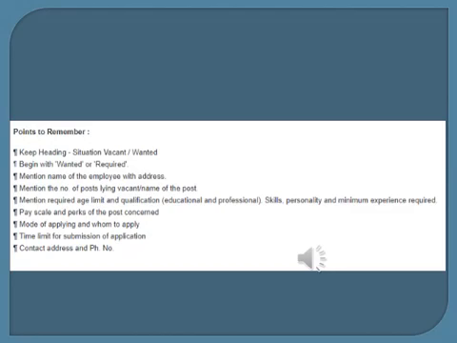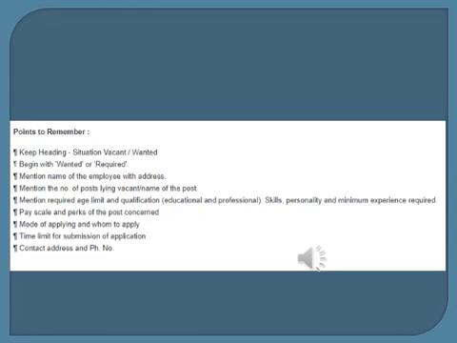Now points to remember: keep heading, situation vacant, wanted. Let's think about the format now. What should be there? First, there should be a heading and then content. Begin with wanted or required. Mention the name of the employer with address. Then mention the number of posts vacant and the name of the post. Then mention the required age limit and qualification, educational and professional skills, personality and minimum experience required.